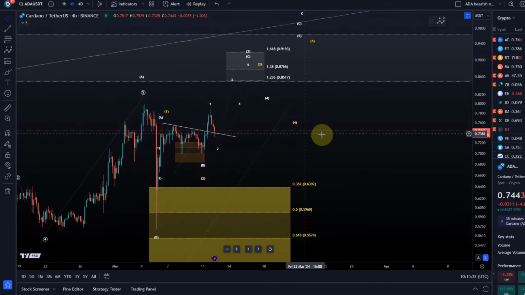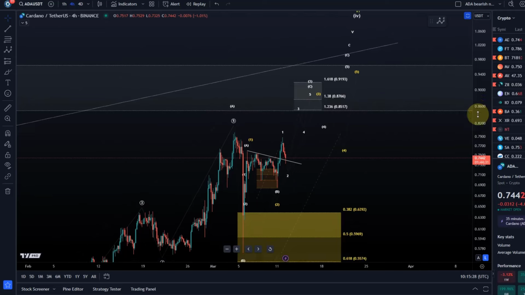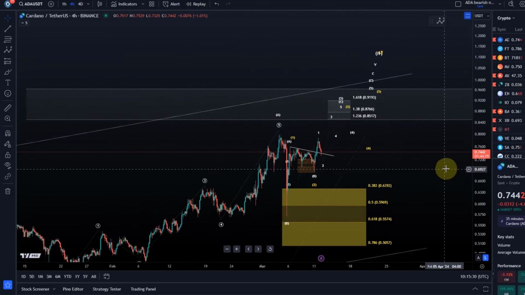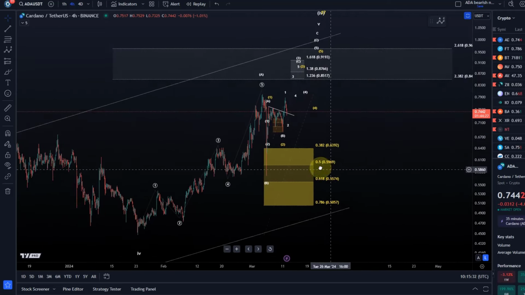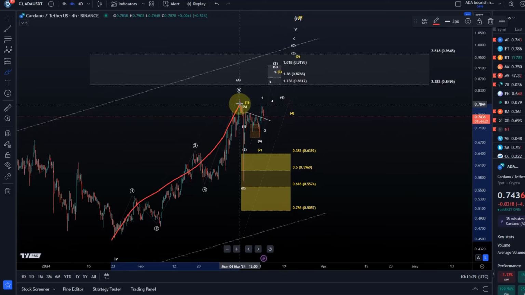So what's the structure here? The idea is still that on the ADA chart we're moving up in this C wave. Let me zoom out a little bit. We discussed the overall structure in yesterday's video, but here the idea is that we had a wave 4 swing low. This is an A wave to the upside, this rally into the 5th or 4th of March highs.